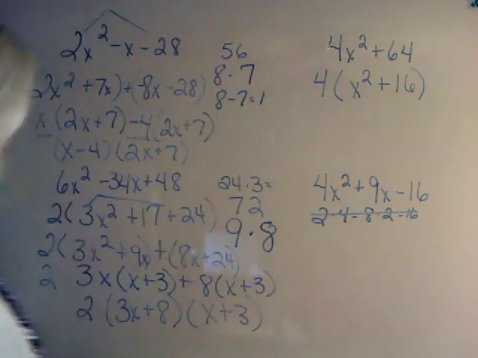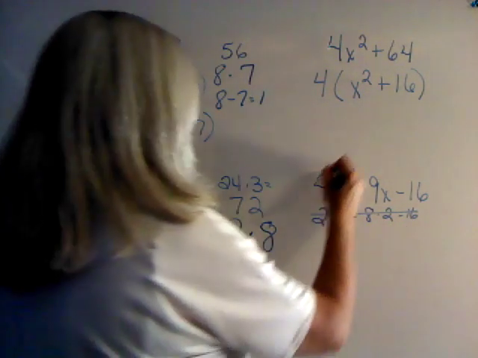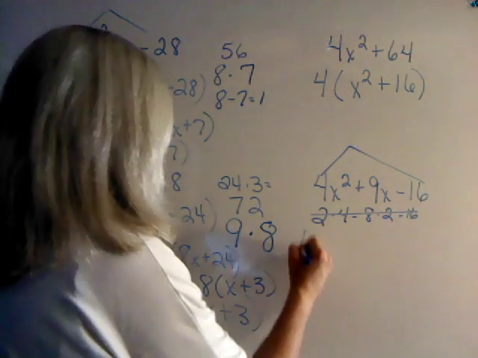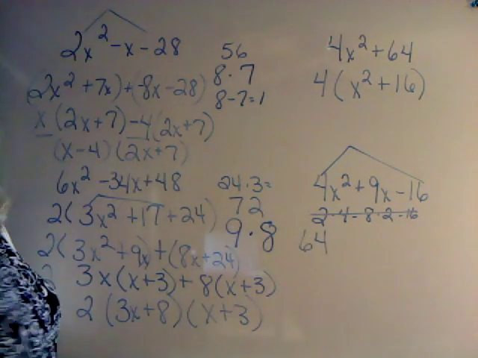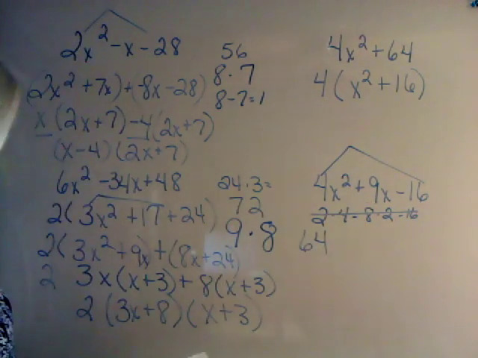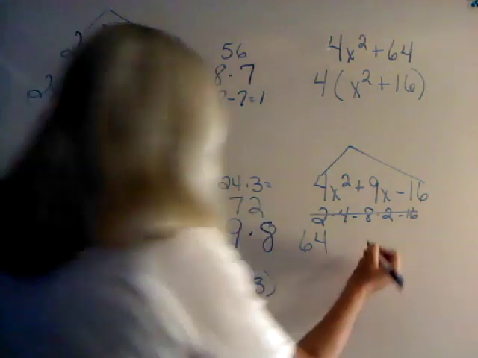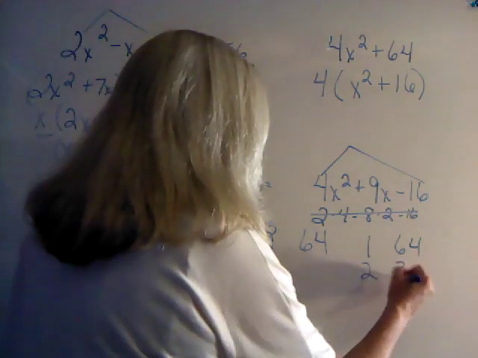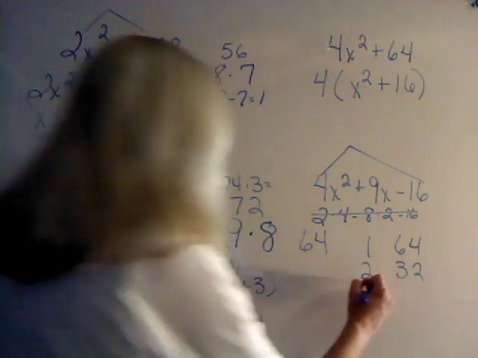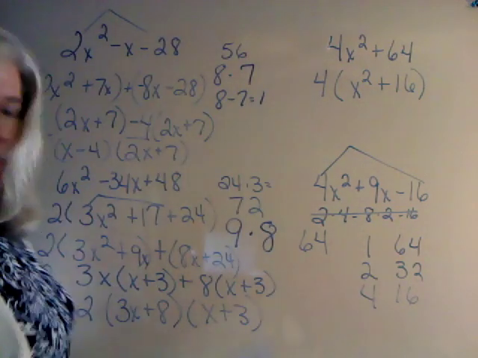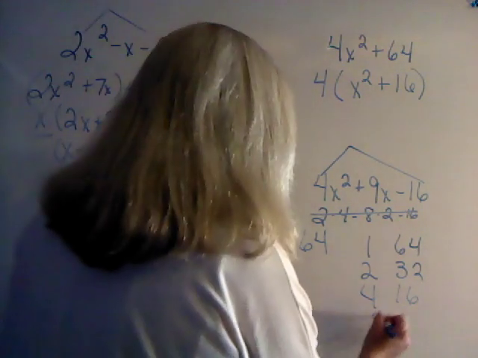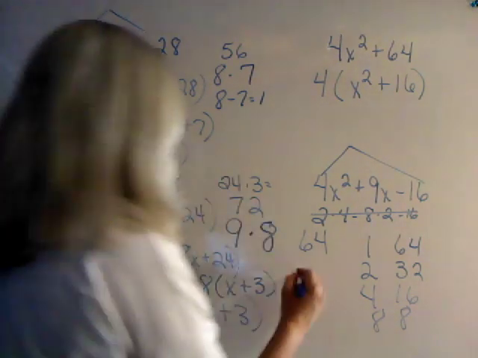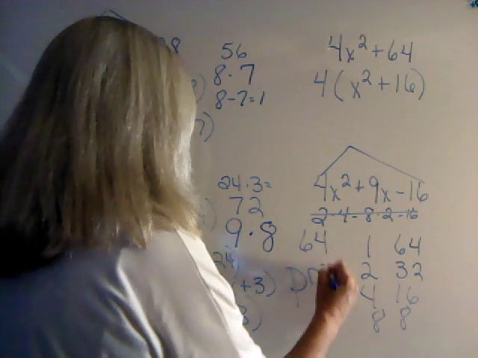No. So I'm going to use general factoring. And 16 times 4 is 64. And I need 2 factors that would give me 9 when subtracted. So I have 1 and 64. That will not work. I have 2 and 32. That will not work. 4 and 16. No. And 8 times 8. So no, we cannot factor this. So this one is prime.